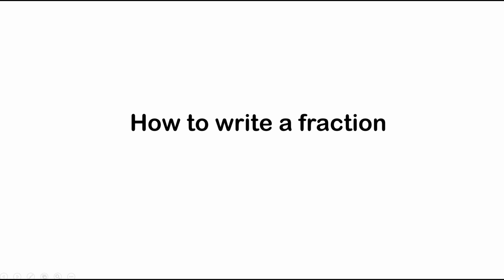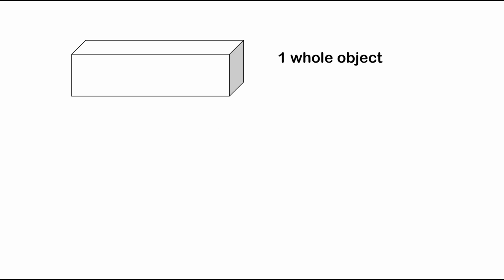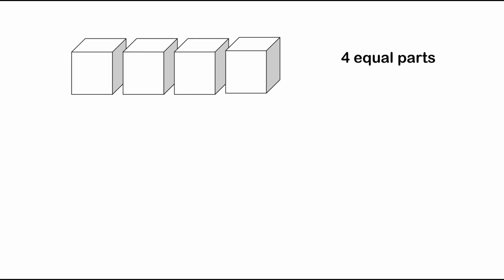In the last lesson, we discovered that a piece of an object is called a fraction in the language of mathematics. Today, we are going to learn how to write these fractions using mathematical symbols. Imagine a single whole object. Now imagine we divide it into four equal parts.